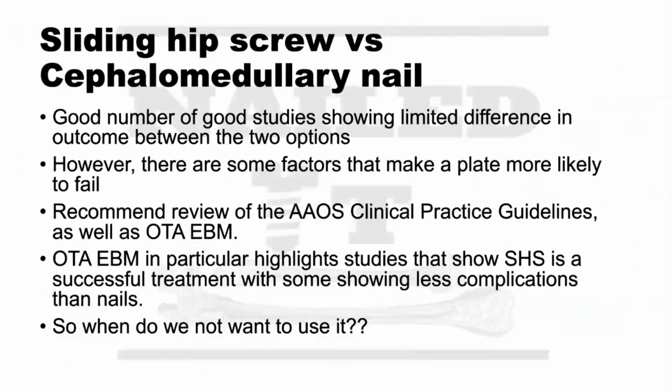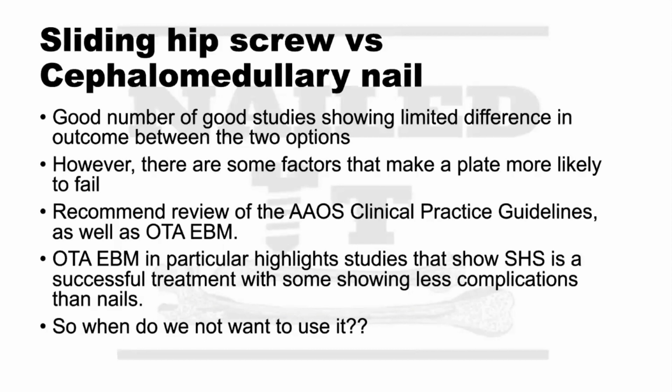So to briefly talk about sliding hip screws versus cephalomedullary nail, there's a good number of studies showing limited difference in outcome between the two options. However, there are some factors that make a plate more likely to fail. I recommend, if you get a chance, to review the AAOS clinical practice guidelines as well as the OTA EBM page. Both of these have some good data that talks about when and why to choose between the two, and it's good to dive in, be aware that these things exist, review them, and let them influence your practice and your studying. The clinical practice guidelines are very, very helpful.